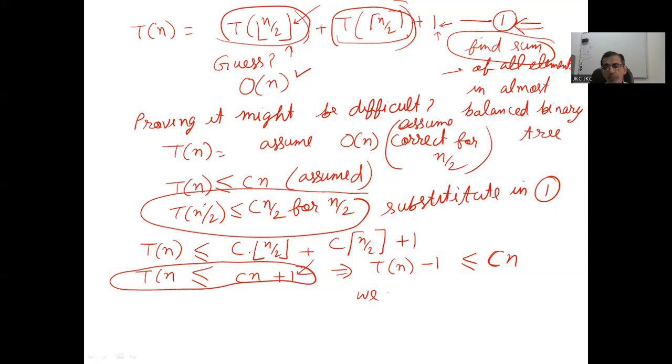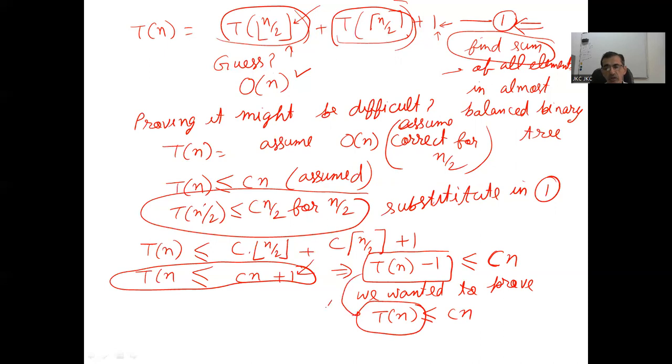But we wanted to prove that Tn is less than or equal to Cn. We wanted to prove Tn to be less than or equal to Cn. And I can't claim that Tn minus 1 can still be said to be Tn. No. So, not able to prove, although the guess was okay. Still not proved. So, some situations like this will always come and we have to handle them. So, we can say the substitution method is, again, not a very good method.